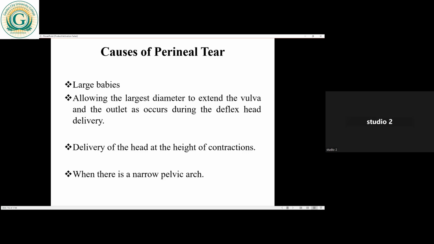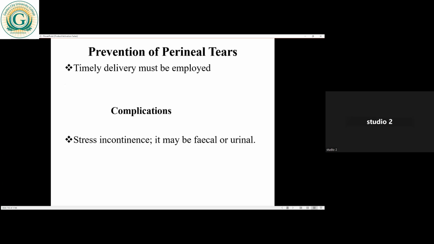We'll look at the diameter very soon, and the outlet, during the deflexion of the head delivery. When we finish the fetal head, you read here and you understand. Delivery of the head at the height of contractions also causes that. When there is a narrow pelvic arc, the baby's head is very difficult to come out. It causes those tears. How do you prevent it?